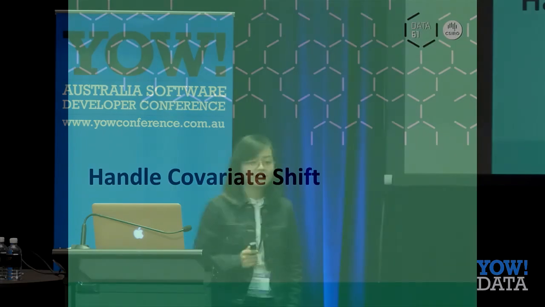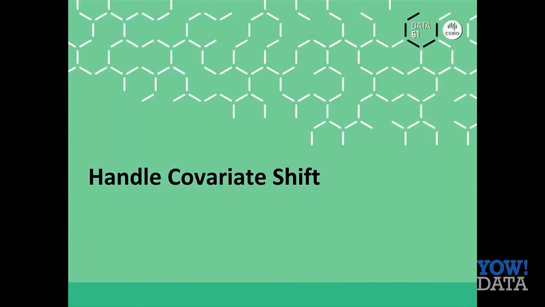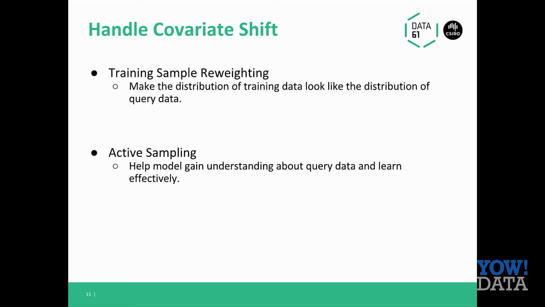So after detecting the covariate shift, we need to handle covariate shift. Here, I want to talk about two strategies. The first one is training sample reweighting. The main idea is to make the distribution of training data look like the distribution of query data. The second strategy is active learning. So it basically helps the model gain understanding about the query data and learn effectively.